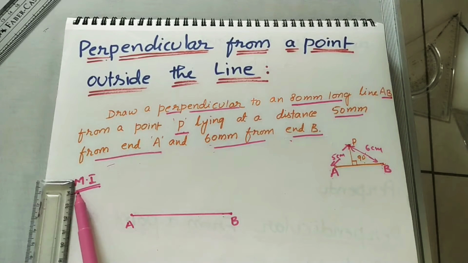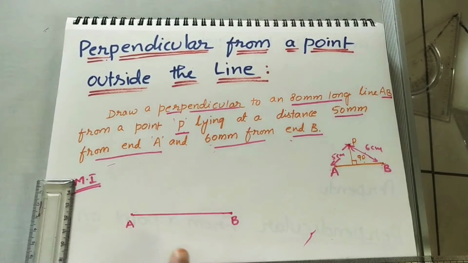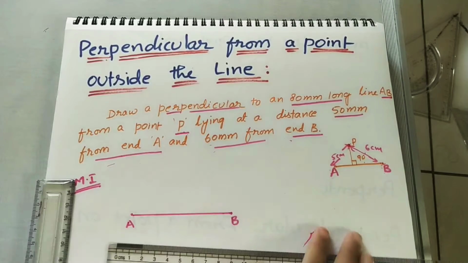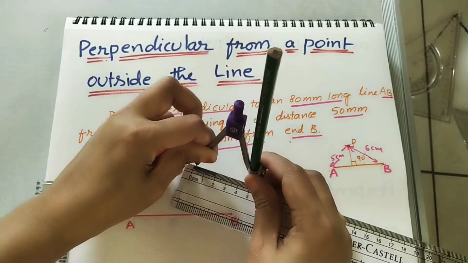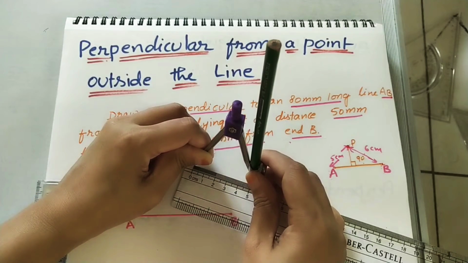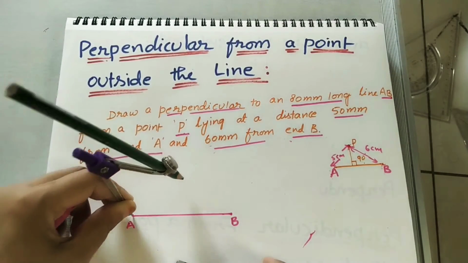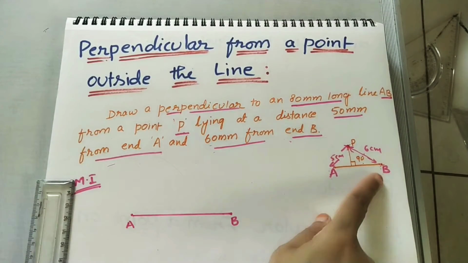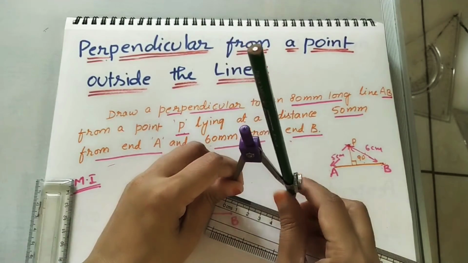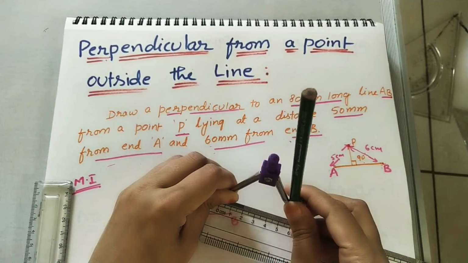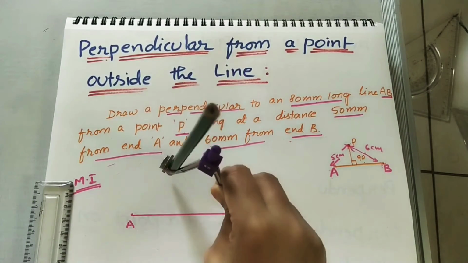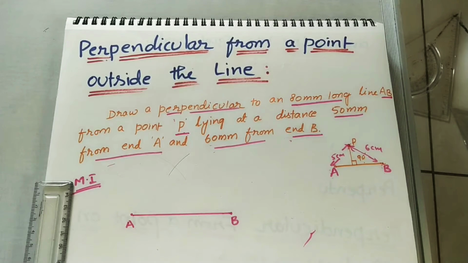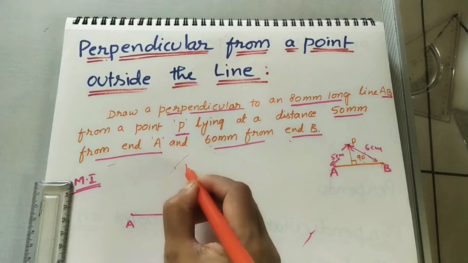Here take the first method. In it I drew an 8 centimeter line. Write capital letters. After drawing the line, mark point P. From A it is 5 centimeter, so take 5 here. Take correct dimensions. From A do an arc. Similarly from B it is 6 centimeters. From B cut this arc. So the intersection point is P.